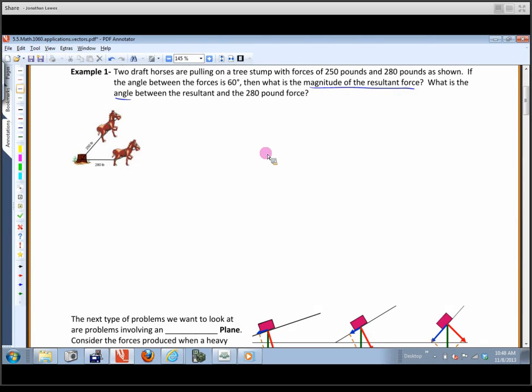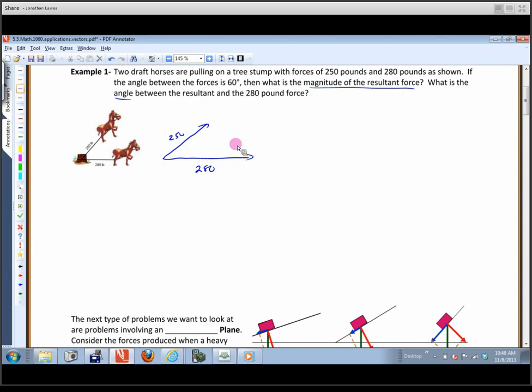So one way that we can solve this is we can go through and say, well, look, let's just draw a picture here. So let's remove the horses from this. So let's say we have our 250-pound force here. We've got our 280-pound force here. We'll make that one a little bit longer. So this is 280 and this is 250. And what we're after is the resultant.